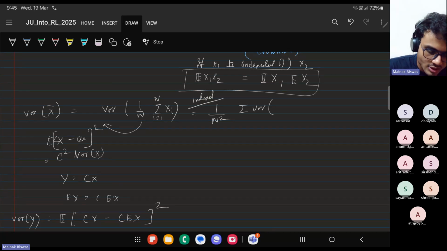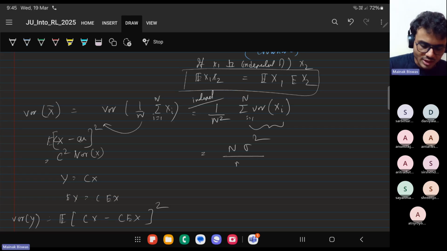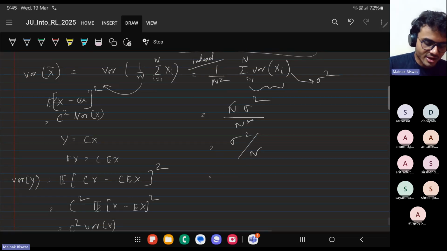Just now I proved the variance of the sum is the summation from i equal to 1 to n of variance of xi. So the numerator, what will it become? n times sigma squared, right? Yes or no? I said the variance of each is sigma squared. And so I get the variance is equal to sigma squared by n. So the standard deviation, or the sigma of x bar, is equal to sigma by root n.